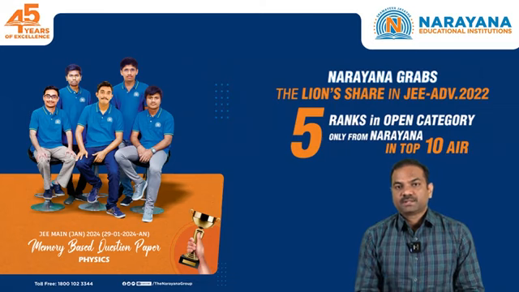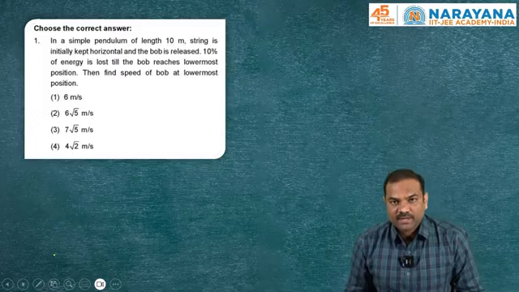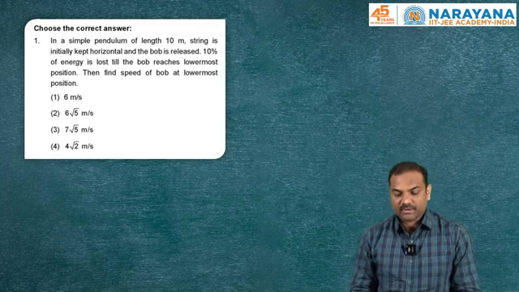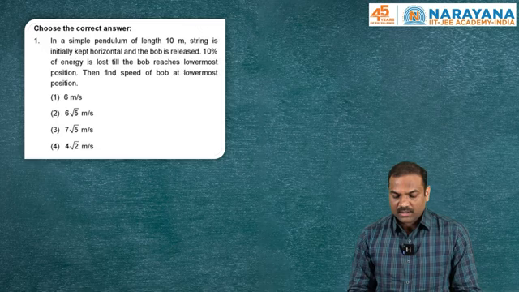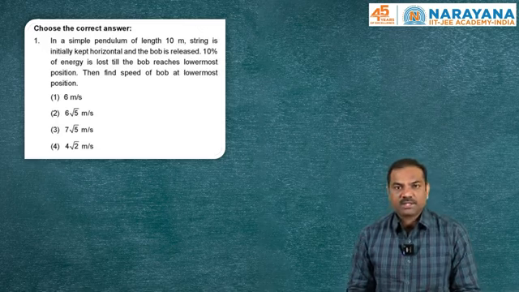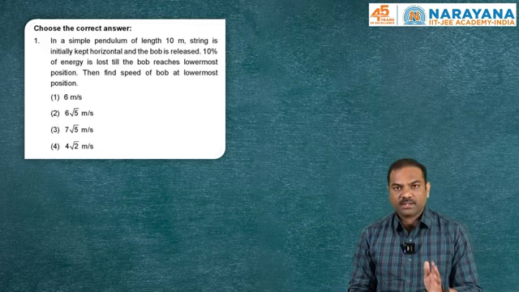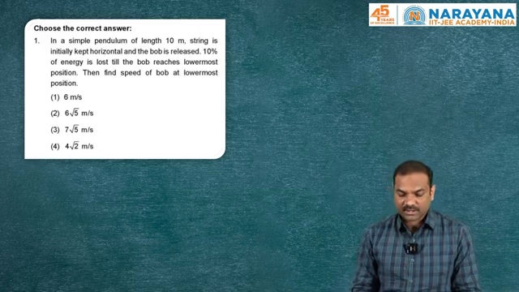Today we are going to discuss the JEE Main question paper held on 29th January 2024 in the afternoon session. Here we have question number 1 in front of us, which is related to simple energy conservation. A simple pendulum of 10 meter is released from the horizontal position and 10% of energy is lost. They are asking the speed of the bob at the lowest position.